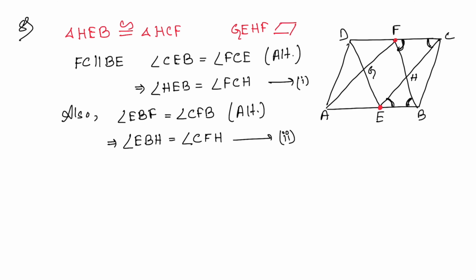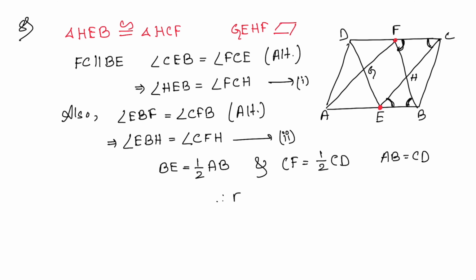And as here E and F are the midpoints of AB and CD respectively, so you can write down here BE equal to half AB. Okay, and CF equal to half CD. So as here ABCD is a parallelogram, then definitely AB equal to CD. So you can write down here BE equal to CD. Okay, BE equal to, sorry, not CD, it's CF. Sorry for that, it's CF.